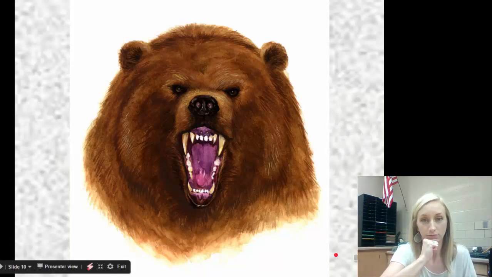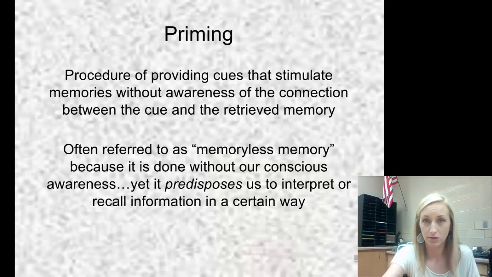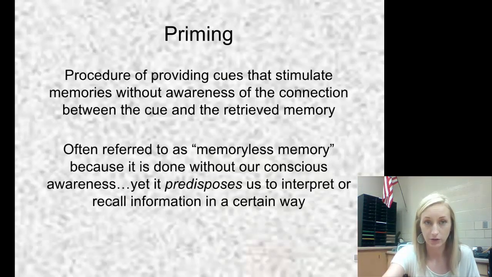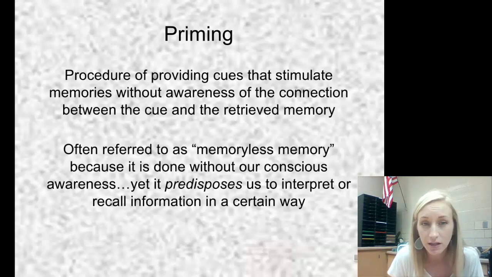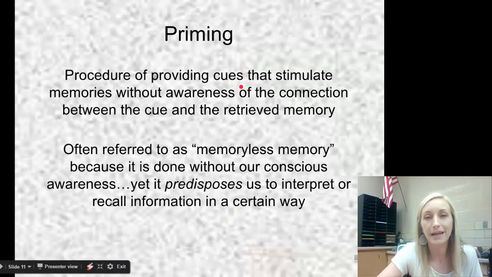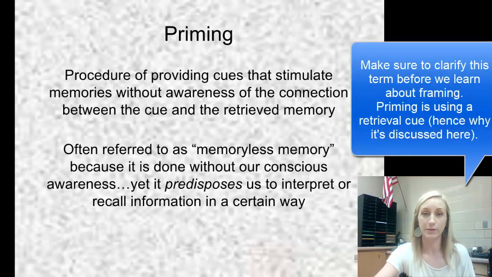Okay, look at this picture. Now I'm going to ask you a question. Spell the word bear. Spell it on your paper. You are probably spelling it B-E-A-R, right? You are not spelling it B-A-R-E. What I have done here is primed you. I have primed you with a stimulus, the picture of this bear, in order to respond a certain way to what I was telling you to do. So priming is the procedure of providing cues that stimulate memories without awareness of the connection between the cue and the retrieved memory. So again, it's a cue. It's some kind of stimulus that makes you respond in a certain way. It's often referred to as memoryless memory because it is done without our conscious awareness, yet it predisposes us to interpret or recall information in a certain way.